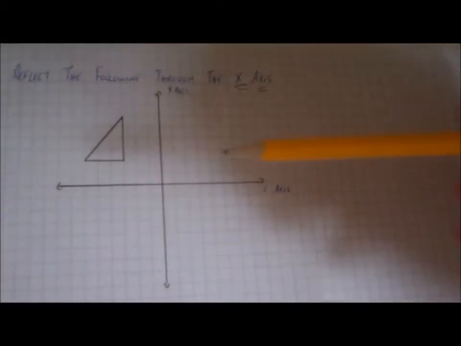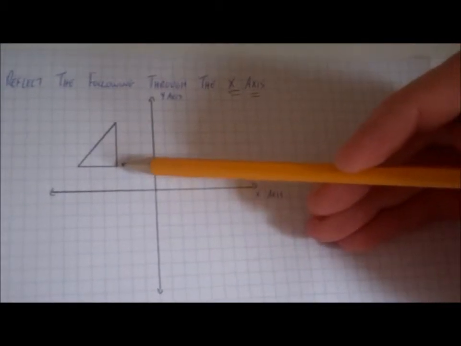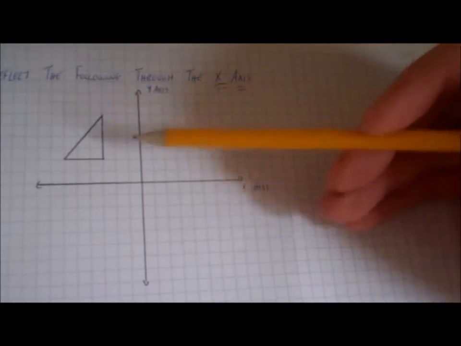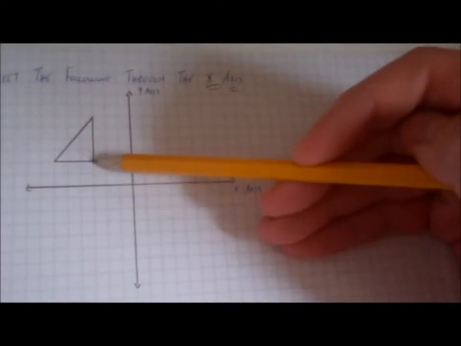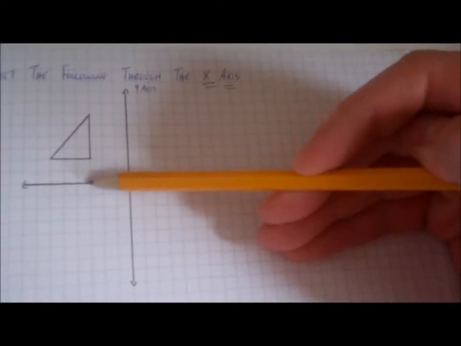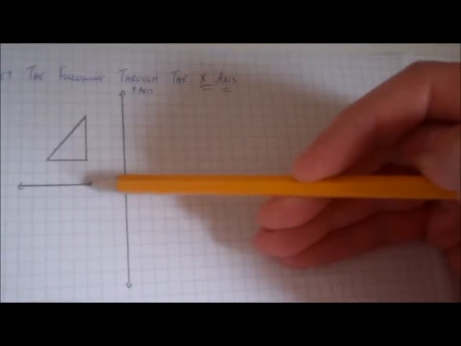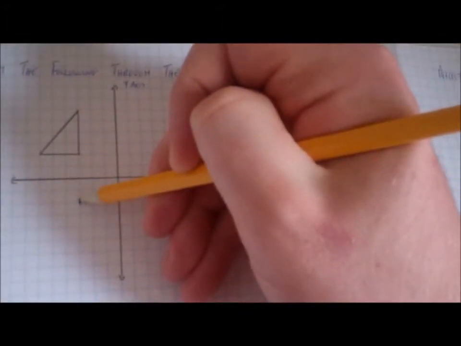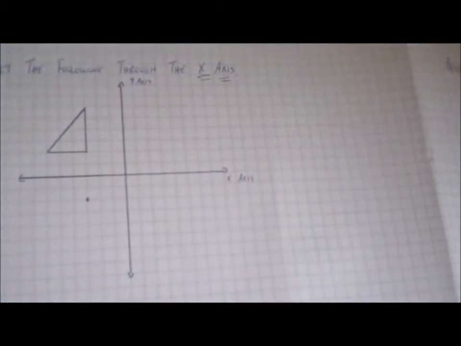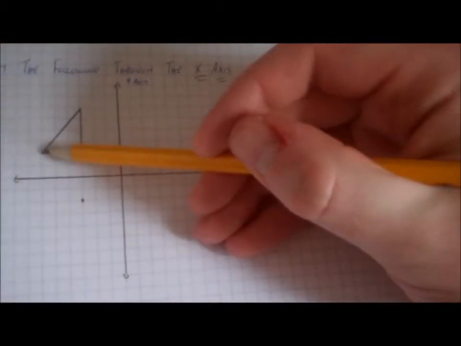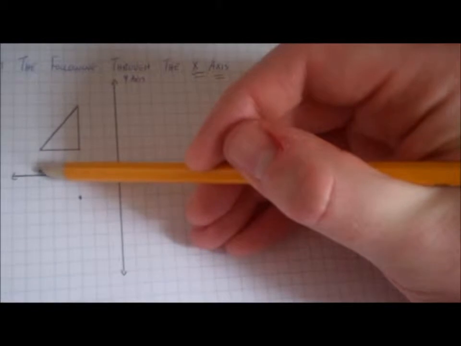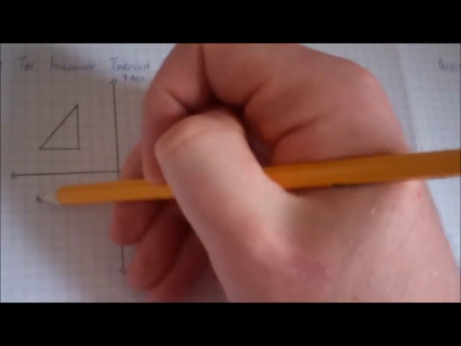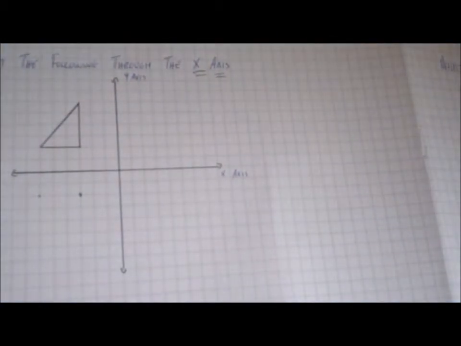What I essentially do is look for the bottom right-hand corner of the shape, and I see that it's 2 boxes away from the x-axis. So I simply count 2 boxes to the x-axis. This is my reflection line, so I go 2 boxes past that reflection line and mark that point there. I again take this next point. Again, I see that it's 2 boxes away from the x-axis, because that's what I'm reflecting through, so I go 2 boxes on the other side and mark that point.